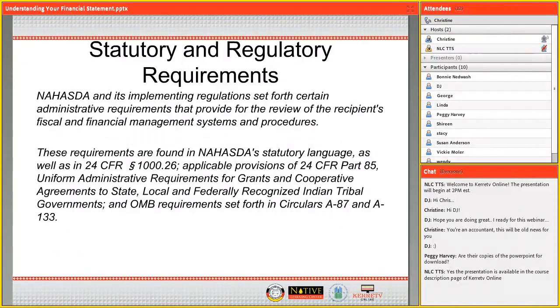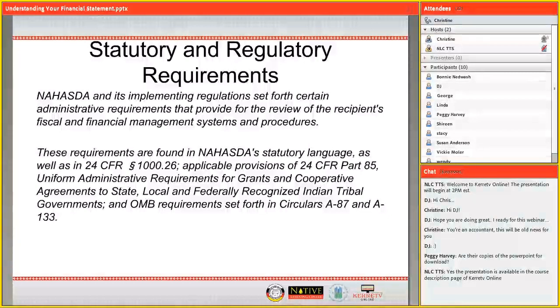Okay, statutory and regulatory requirements. NAHASDA says you have to do certain things. If you want to know specifically what certain things they want you to do, 24 CFR 1026, 24 CFR 85, OMB A87, A133, your actual grant award. Those are the places to go to find out your specific detail.